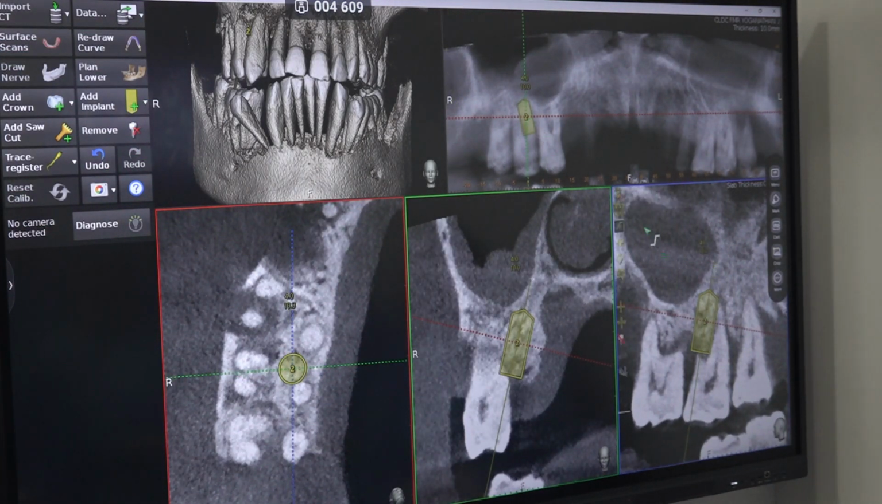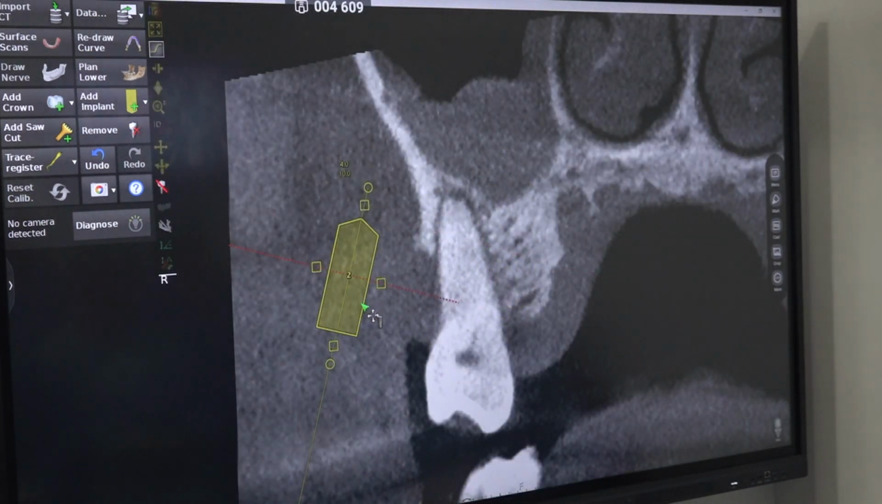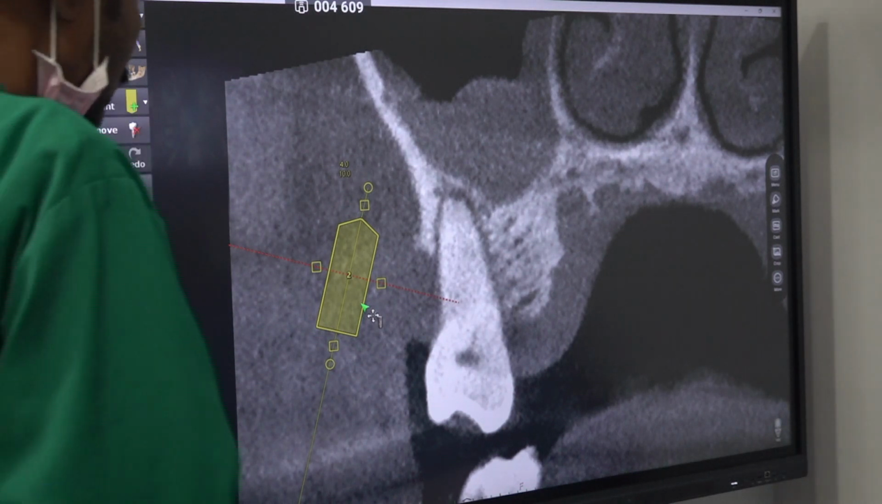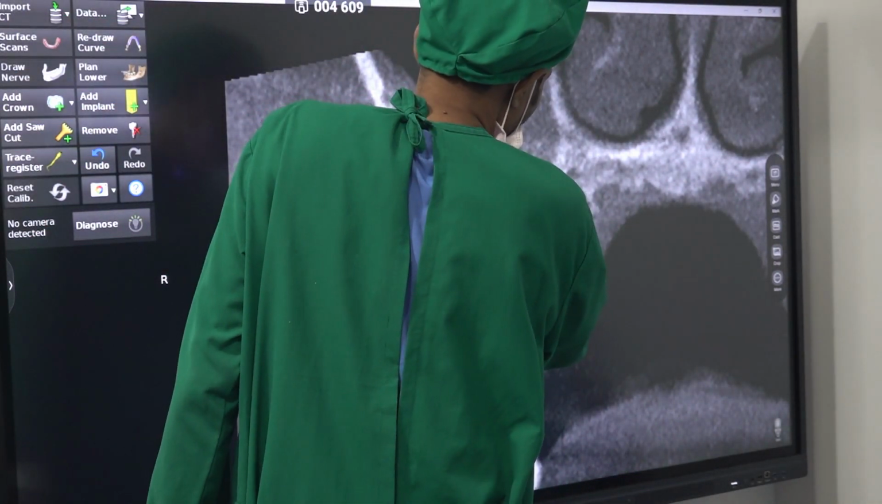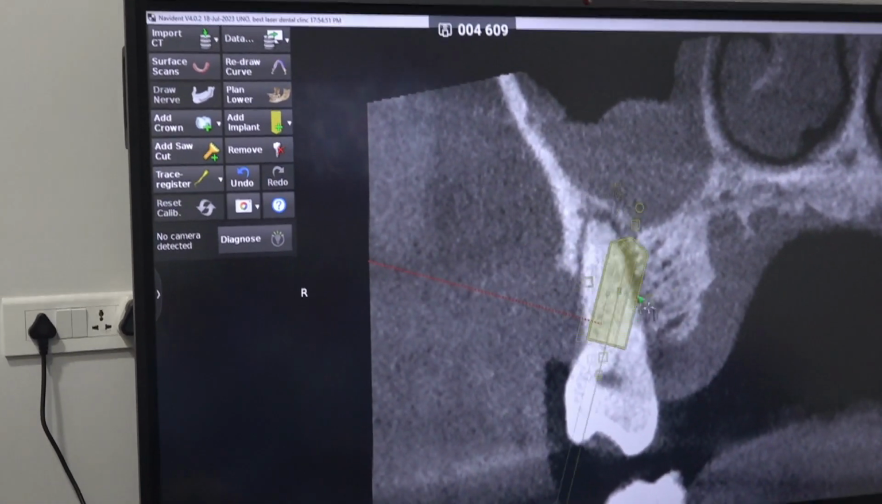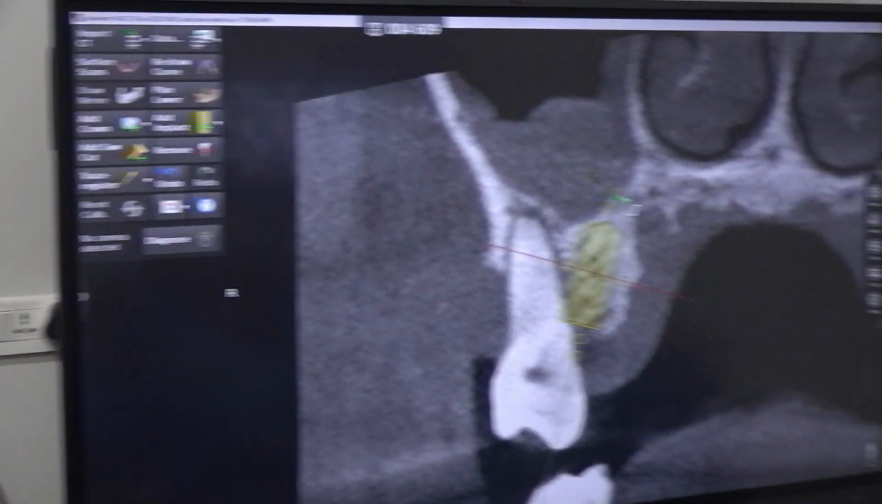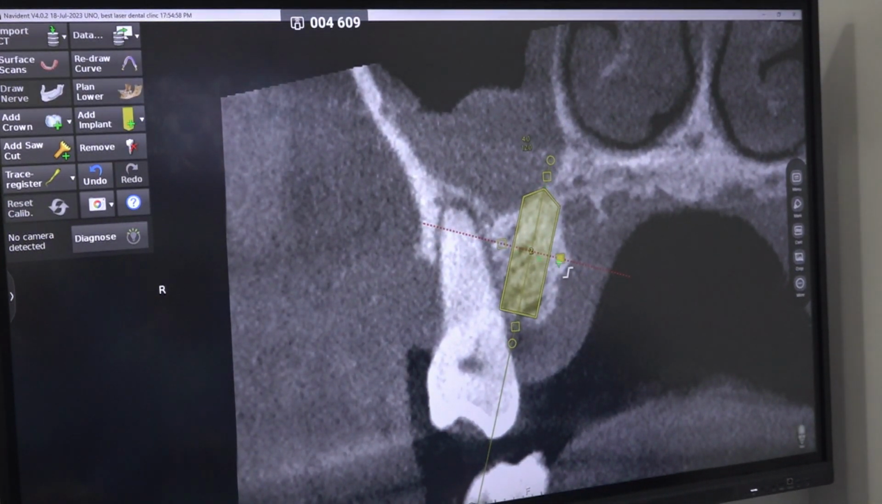7 area, 7 mesiobuccal area. Surprisingly, there is some good bone compared to here. You can start from here and aim for it. A short implant like this. Maybe 3.75 by 10.5 also we can place.